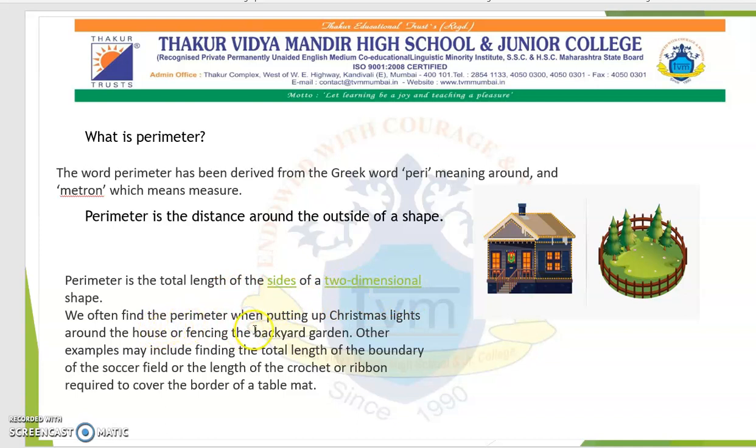We often find the perimeter when putting up Christmas lights around the house or fencing the backyard garden. Other examples may include finding the total length of the boundary of the soccer field or the length of the crochet or ribbon required to cover the border of a table mat.